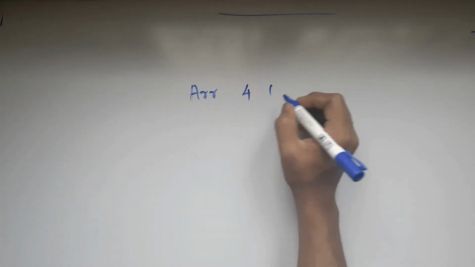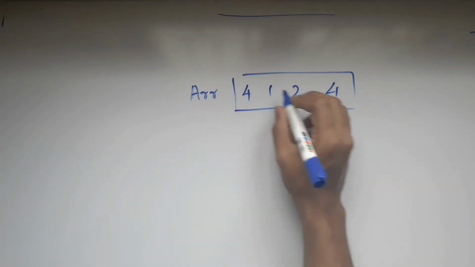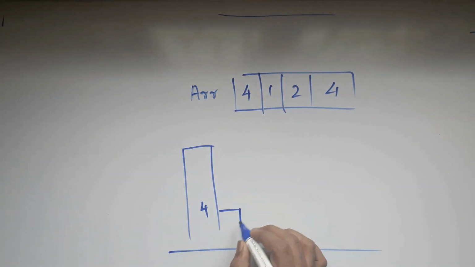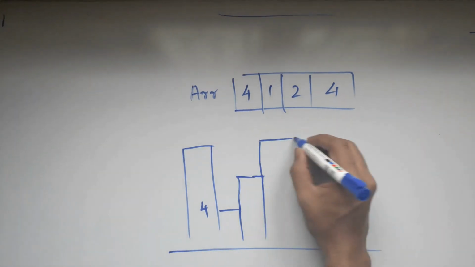Alright, let's take this case where you're given an array and the values are 4, 1, 2 and 4. Again, let's try to visualize it. We have a wall of unit 4, 1, 2 and again 4.